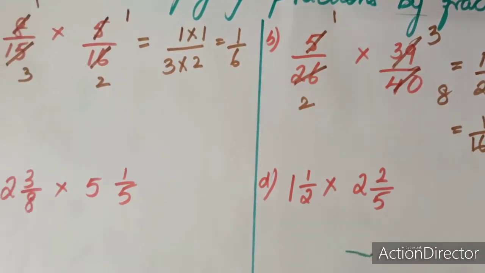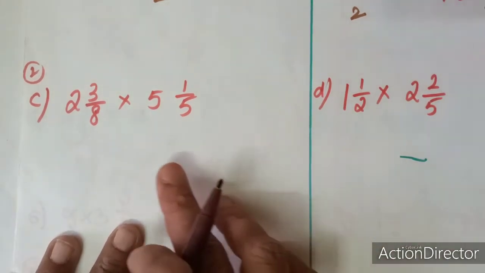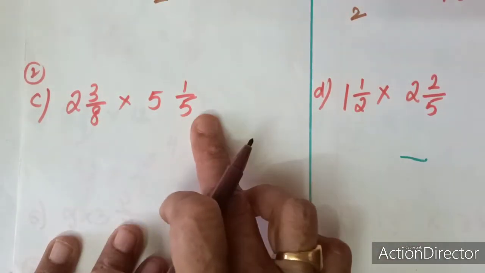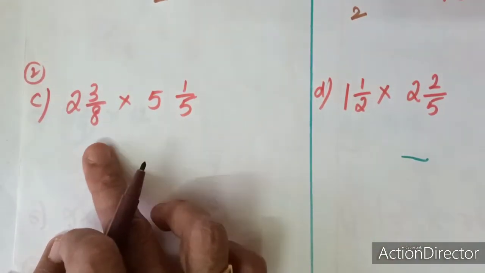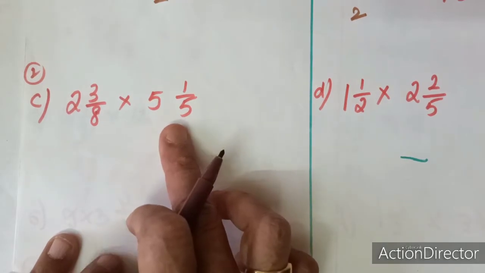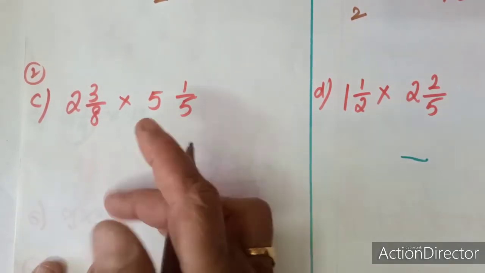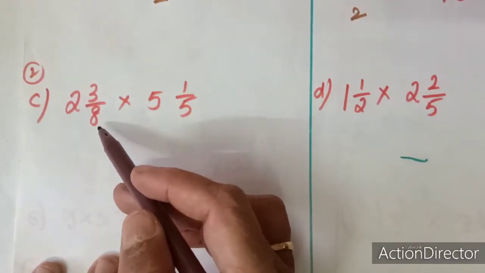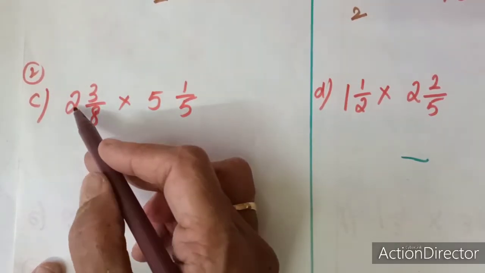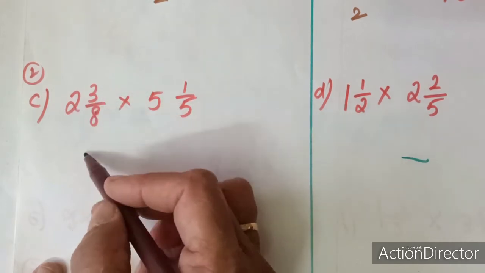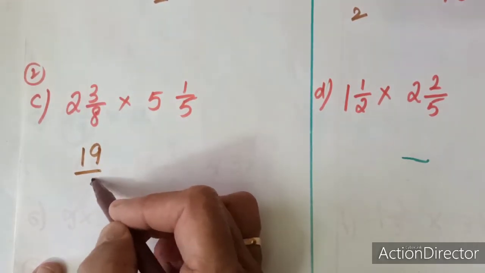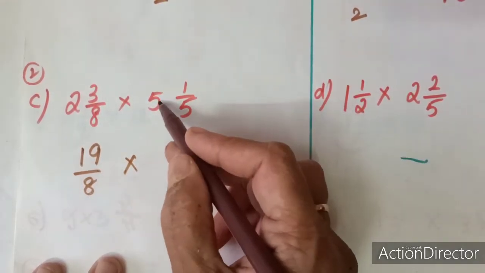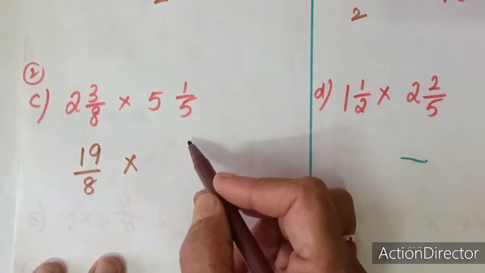Now moving on to the second type. Here it is mixed fraction by mixed fraction. So you know whenever there is a mixed fraction, we have to convert it into an improper fraction. So first let me convert this 2 3 upon 8 into an improper fraction. 2 8s are 16. 16 plus 3 is 19 upon 8, into 5 5s are 25. 25 plus 1 is 26 upon 5.